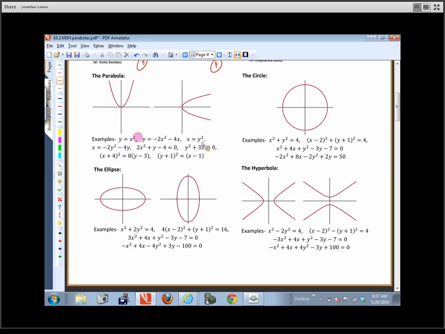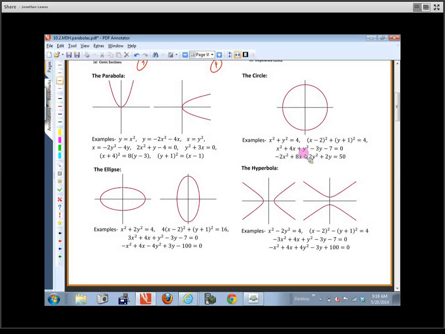Okay, I want you to take a look at all of these equations right here. All of these produce parabolas. What do you notice they all have in common? Squared variable. Okay, look at all these. These all make circles. What do all these have in common?